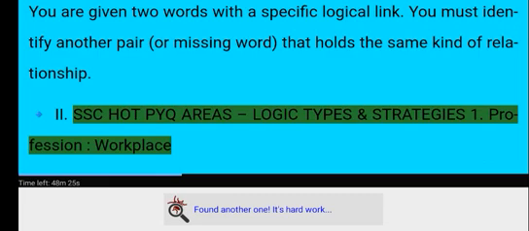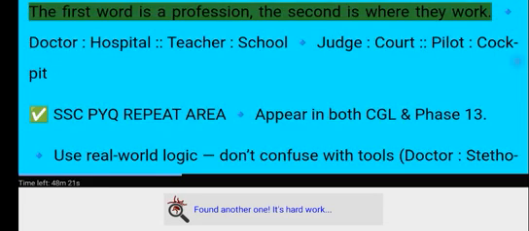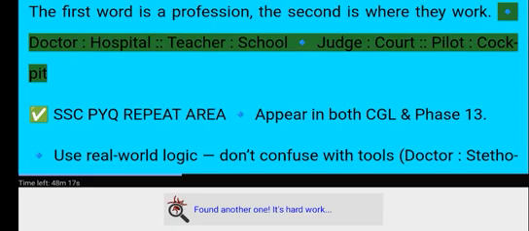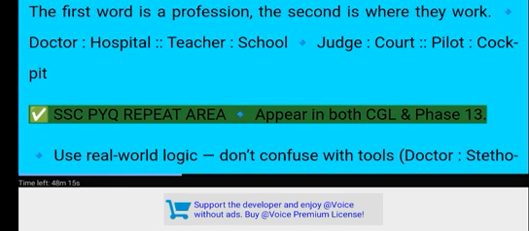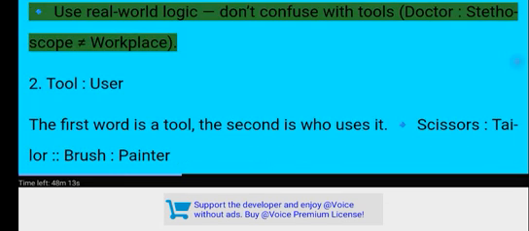SSC hot PYQ areas, logic types and strategies. 1. Profession, workplace. The first word is a profession. The second is where they work. Doctor, hospital; teacher, school; judge, court; pilot, cockpit. SSC PYQ repeat area: appears in both CGL and Phase 13. Use real world logic. Don't confuse with tools: doctor, stethoscope does not equal workplace.